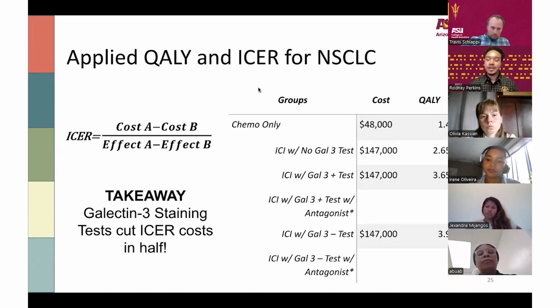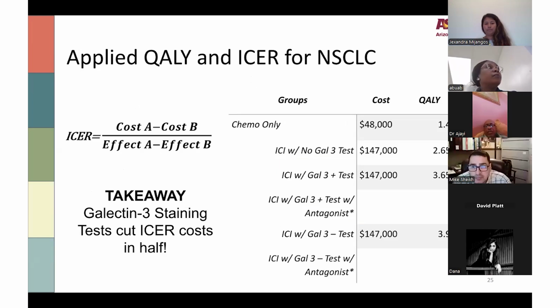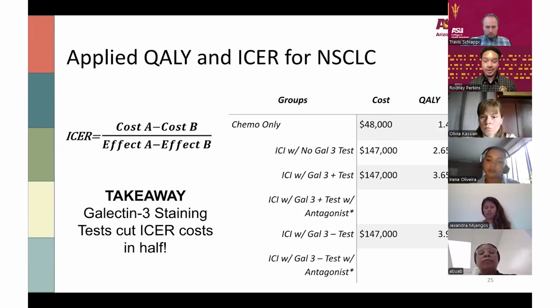So here we have an applied QALY for non-small cell lung cancer, and we want to look at this chart on the right, and this is going to be a very important chart when it comes to pushing why galectin-3 staining needs to be integrated into healthcare, right? So if we look at our groups, we have chemo only. So these are people who only take chemotherapy. The cost of chemotherapy is roughly $48,000 for 1.4 QALYs.